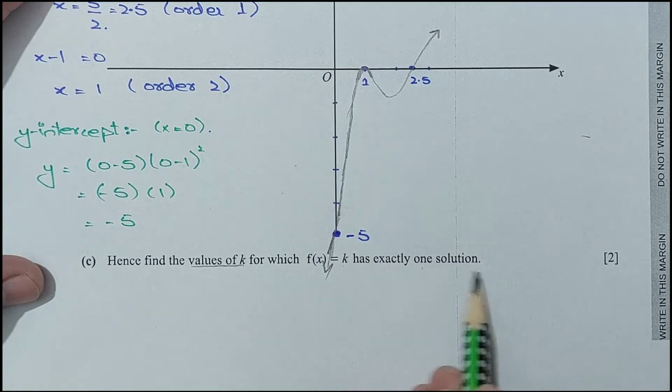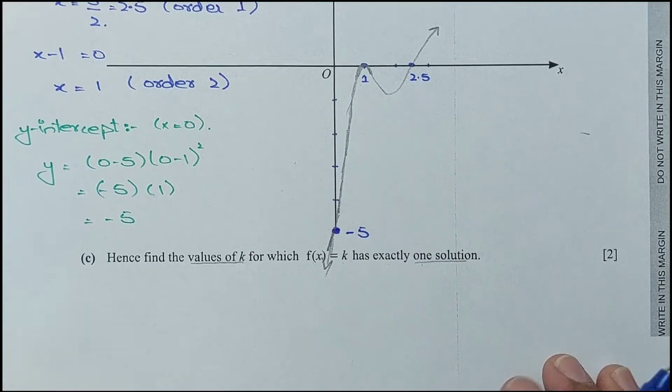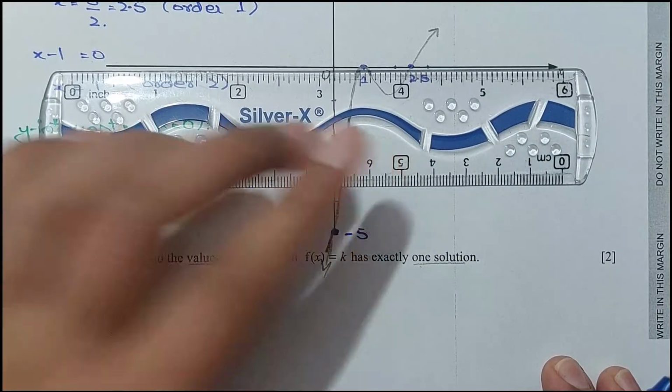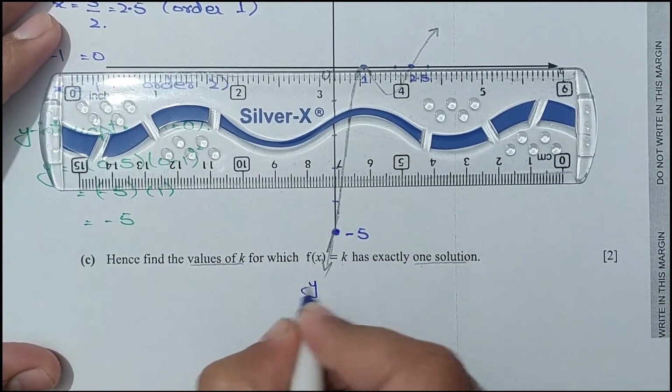Part C, hence find the values of k for which f of x equals k has exactly one solution. When it has exactly one solution, we have to find the values of k. So when you see f of x equals k, it means y equals k, basically.